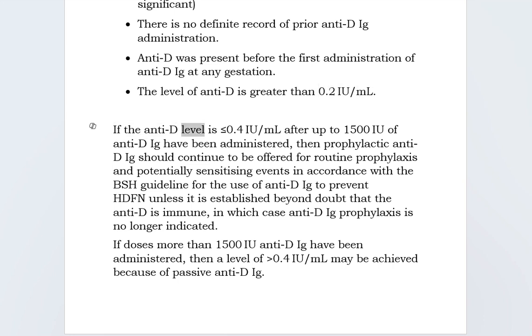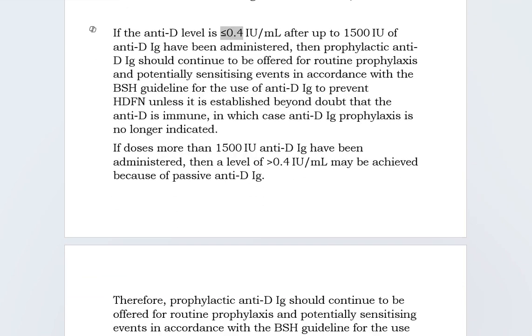If the anti-D level is less than or equal to 0.4 IU/ml after up to 1500 IU of anti-D Ig have been administered, then prophylactic anti-D Ig should continue to be offered for routine prophylaxis and potentially sensitizing events in accordance with the BSH guideline for the use of anti-D Ig to prevent HDFN, unless it is established beyond doubt that the anti-D is immune, in which case anti-D Ig prophylaxis is no longer indicated.